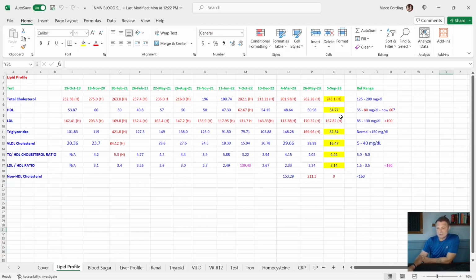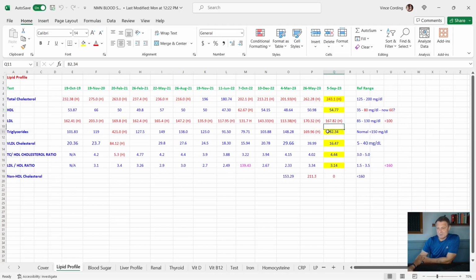So total cholesterol, you can see, is high. That's because my LDL is 167, which is also high, but you'll know if you follow the channel the reasons I don't hold much store in LDL as a single marker. My HDL, I had my whole lipid profile done again. My HDL is 54.7, so well within the reference range.